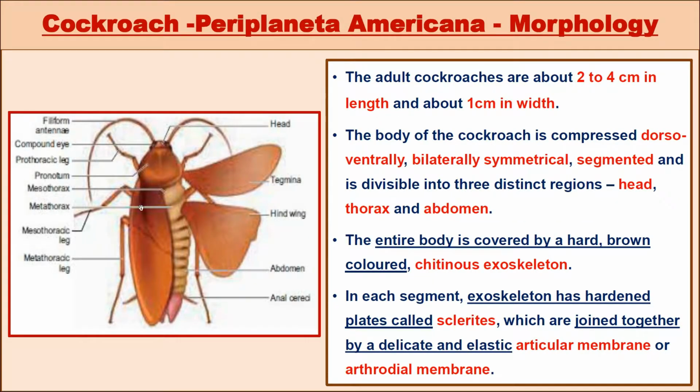The entire body is covered by a brown chitinous skeleton, which is hard in nature. This hard chitinous skeleton serves as the exoskeleton, and this exoskeleton consists of plates called sclerites. These sclerites are joined together by delicate elastic membranes. They are called arthrodial membranes.